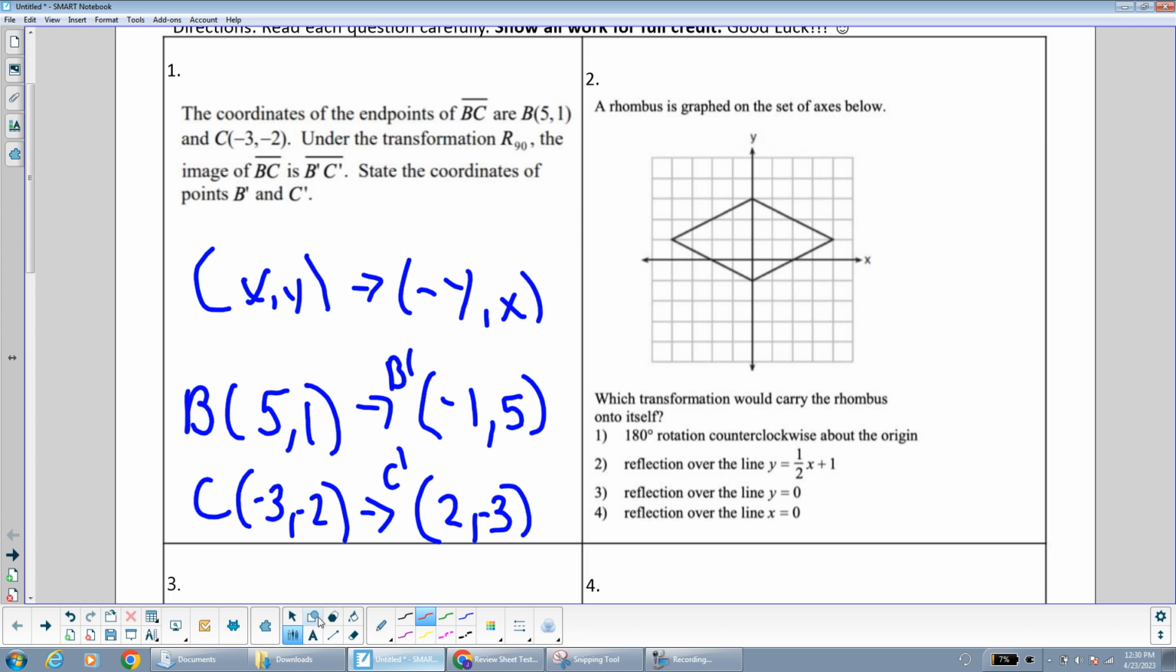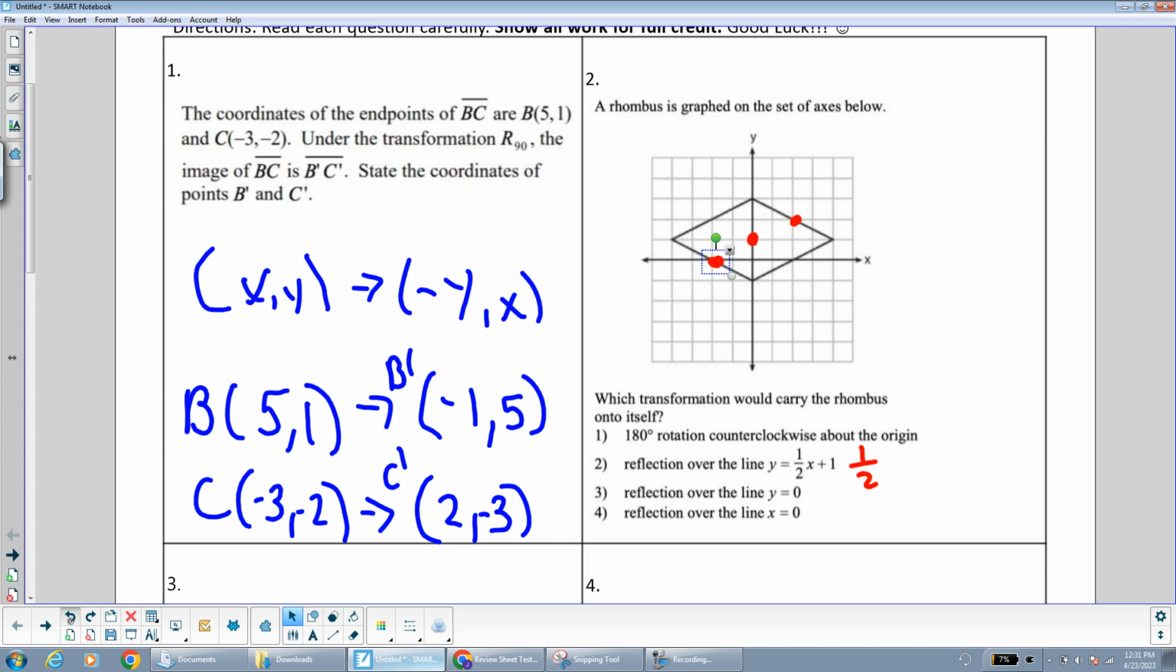Reflection over the line y equals 1/2 x plus 1. That has a y-intercept of 1. 1/2 x, that's a slope of 1/2. So that means we go up 1 and right 2, down 1 and left 2. Let's take a look over here. So we're looking for a line of symmetry. Remember, for these kinds of questions. So possibly, once again, let's put it on hold. We can come back to it afterwards.